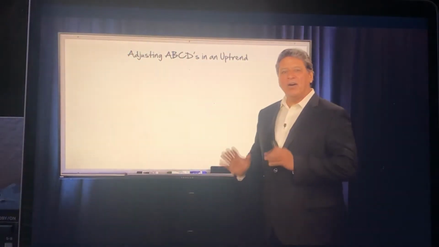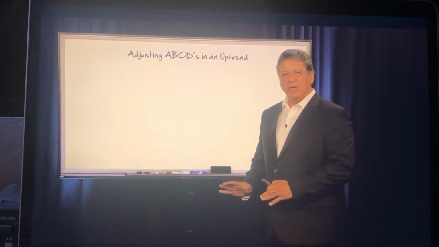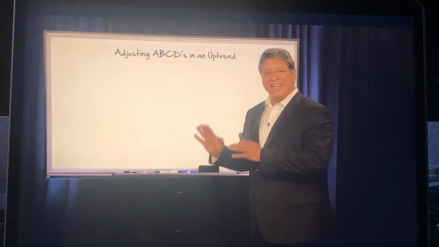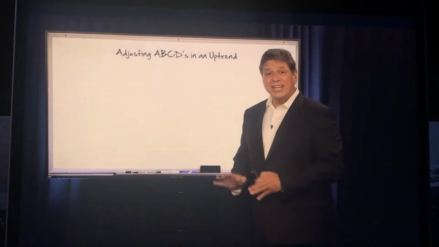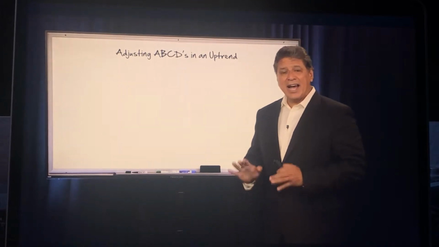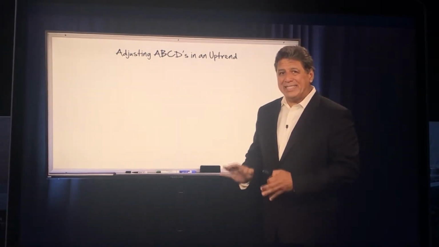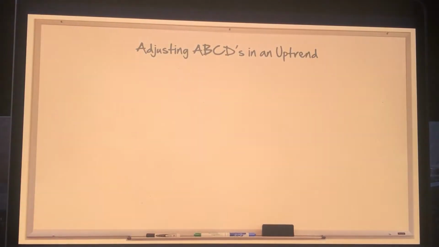Now let's talk about how a trader adjusts the ABCDs in an uptrend. If you're anticipating the market to continue to move in its uptrend, making higher highs and higher lows, you need to clearly understand how to adjust effectively your current ABCDs. This is an area where a lot of traders get confused. So let's just dive into it.